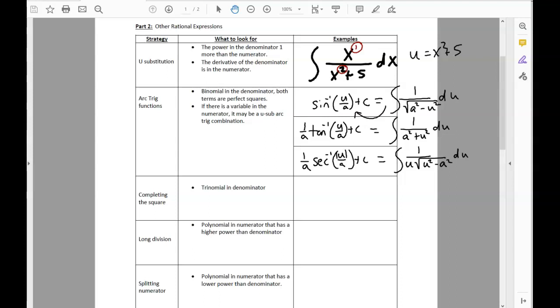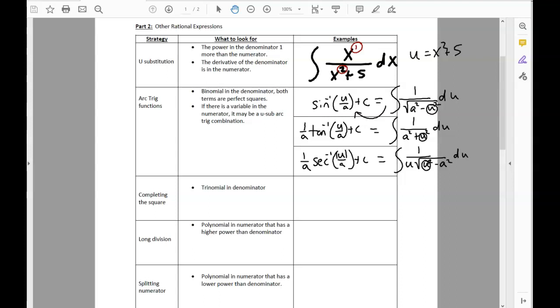Now it's possible to use u substitution with these, and we might see one of those in some of the examples that we're doing today. So it's possible that you do u substitution. And when you do, your u will probably be one of these things here, okay? And we'll talk about that when we get there. But it's possible to do u sub with arc trig functions, all right?